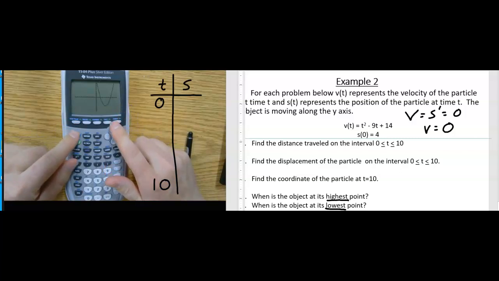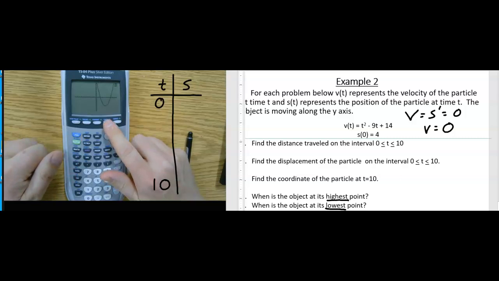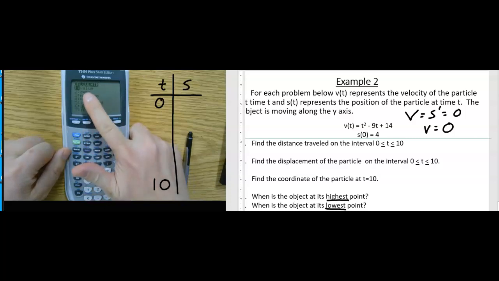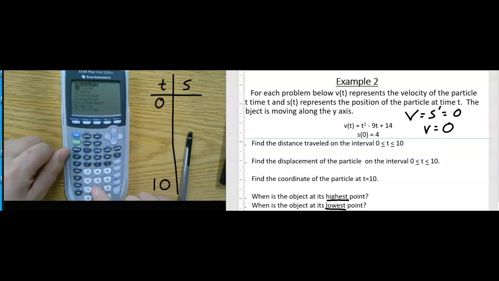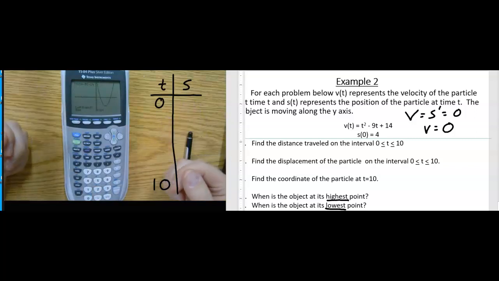You're going to push the following buttons. You're going to push second, then Calc, and you're going to choose the option that says 0. That's just a math word for where it touches the x-axis. Now, it says left bound. So let's say right now that I want to find this point. I want to know what's the x value for that point right there.